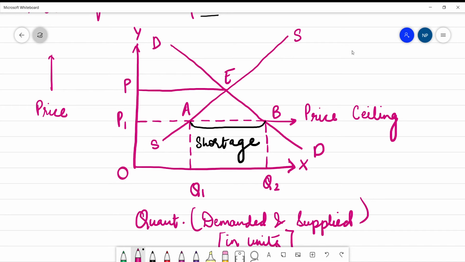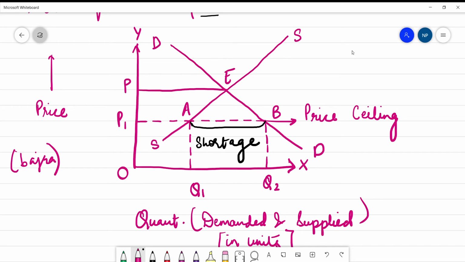Suppose the equilibrium price of OP is very high. Let us talk about bajra. It is fixed at a price of OP. Now, suppose the equilibrium price of OP is very high, and many poor people are not able to afford the product at this price.